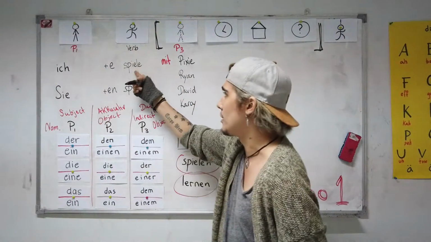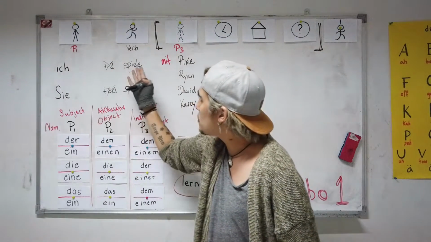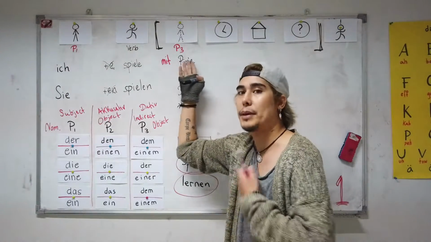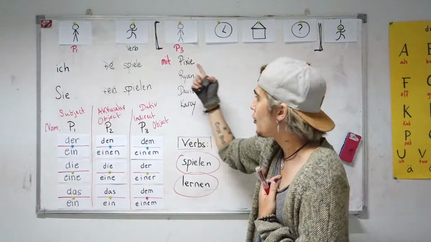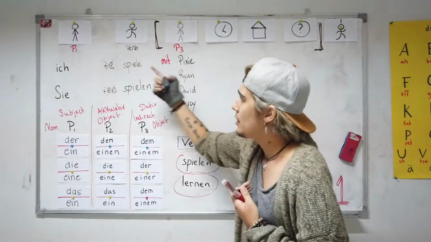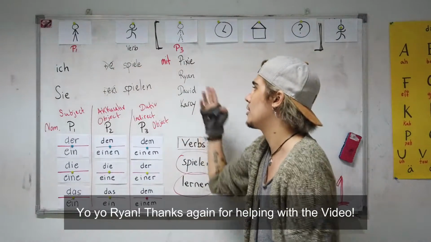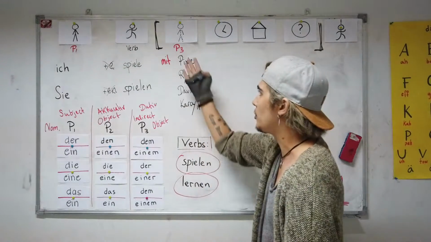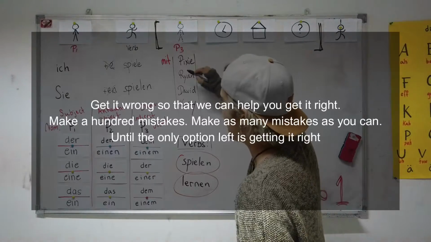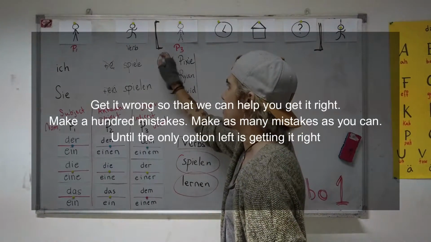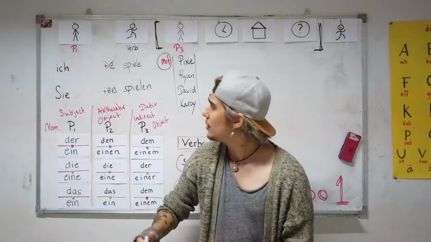So, ich spiele, this part, don't add that, it's just in your head. Ich spiele mit Pixie. Ich spiele mit Ryan. Ich spiele mit David. Ich spiele mit Karcy. So it doesn't matter as long as you put a name here. You add this, and then the name, that is pretty much who you are going to do the activity with.